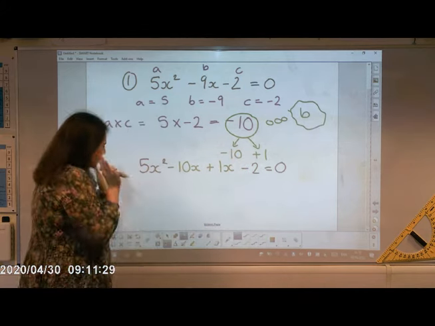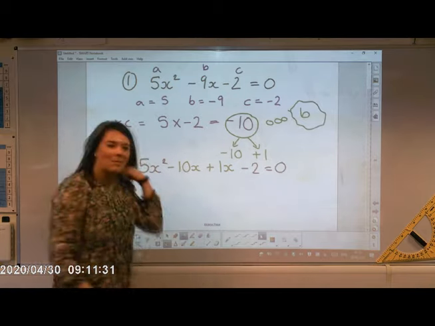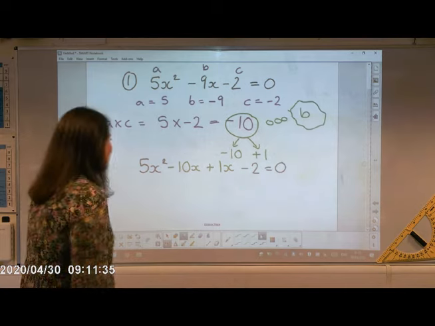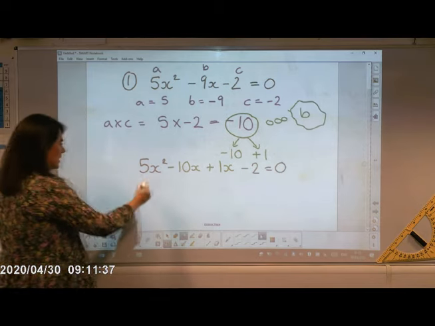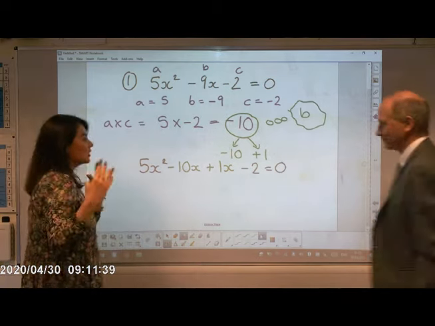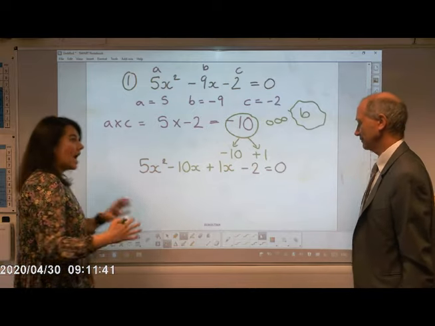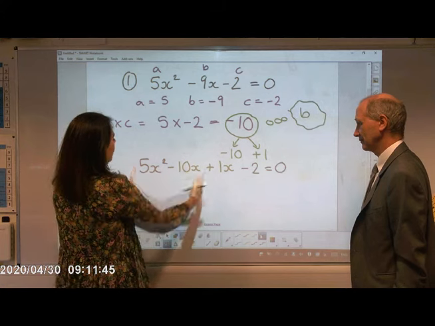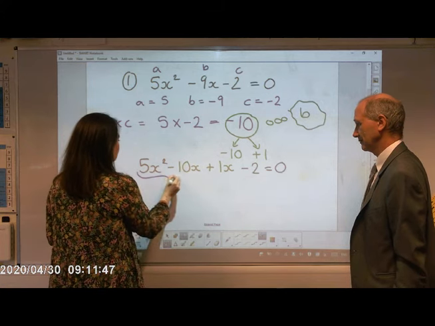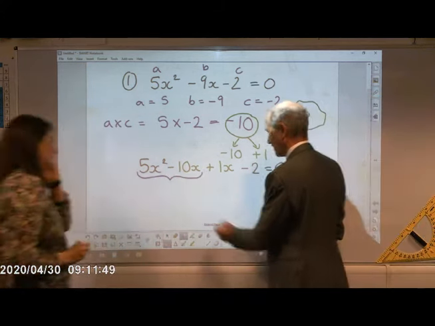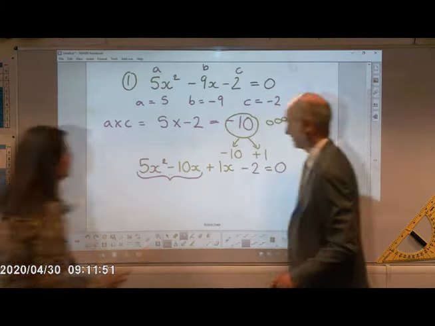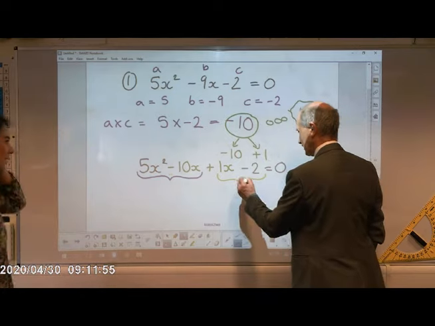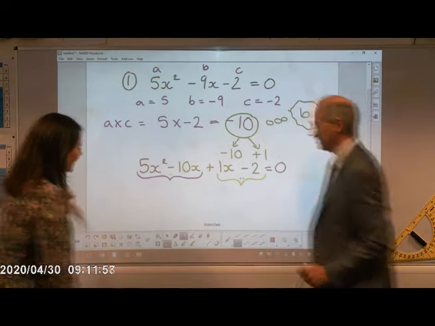This is the magical bit. This is the bit where I get excited and Year 12 think I'm mad. So, I'm now going to just factorise these, like simple factorising. I'm going to look at this one, and this is where I draw my seagull, and I'm going to look at this one separately as well.